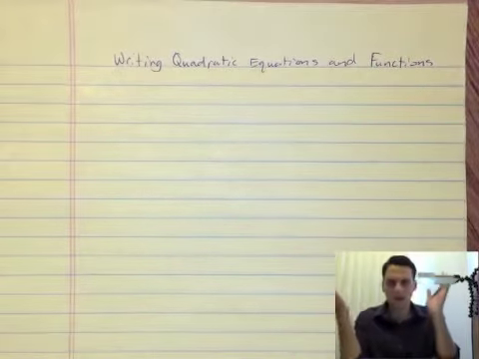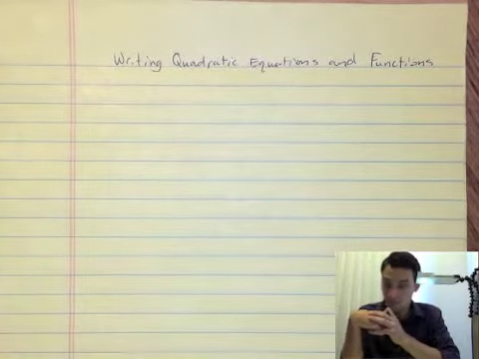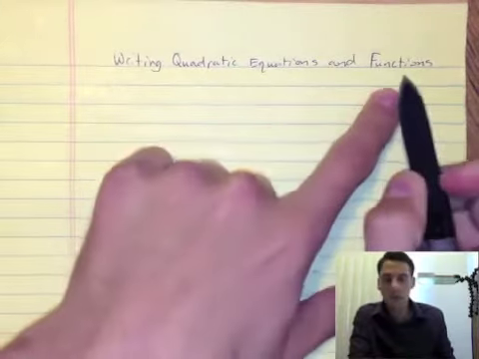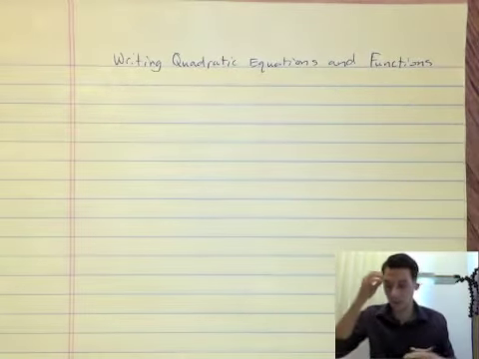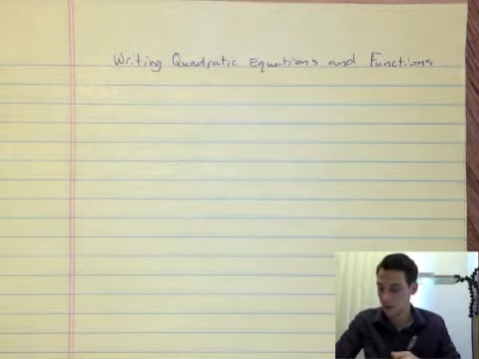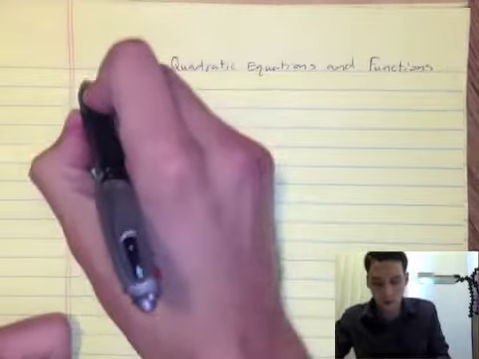Okay, what does that mean? Well, we're going to be writing equations that are second degree polynomials. So we create equations and also functions, so we'll have the notation f of x and g of x with that stuff. Let me write down the goal for the first part.